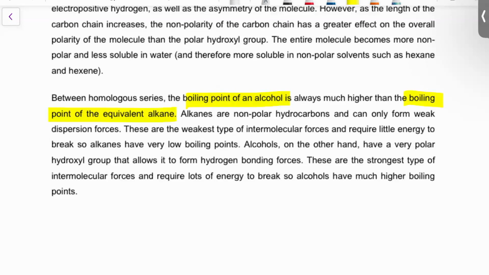The boiling point of an alcohol is bigger than the boiling point of your alkane because alkanes are non-polar. They don't have any electronegative atom inside of it. Alkanes are only composed of carbon and hydrogen, so it's non-polar, which means the only kind of force that it can form is your weak dispersion force.